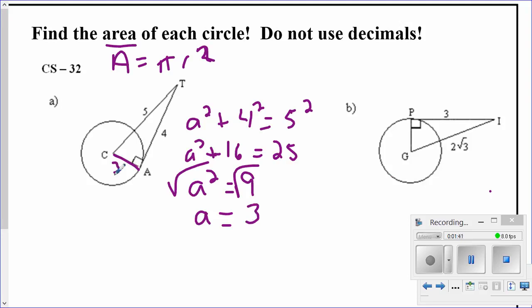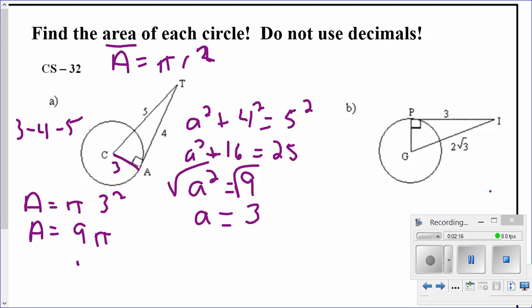If you knew the Pythagorean triple, a common right triangle has lengths 3, 4, and 5. That's called a Pythagorean triple. So some of you may have known that AC was 3 even before we used the Pythagorean theorem. So now we can use area equals pi times the radius squared. We'll substitute 3 in for the radius. 3 squared is 9, so 9 pi is the area of this circle. And of course, these are square units.